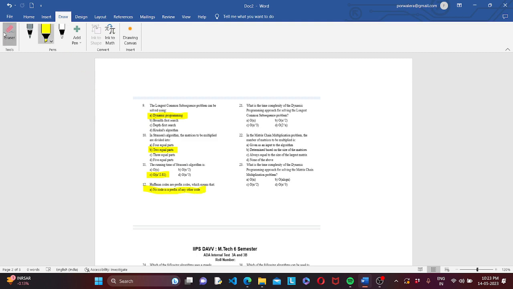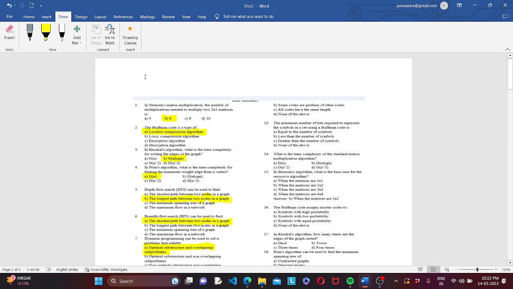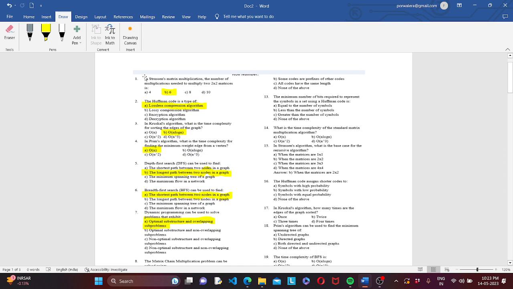Now question number 13 is on the top. The question says the minimum number of bits required to represent the symbols in a set using a Huffman code is. So the answer would be option number B, which is less than the number of symbols.